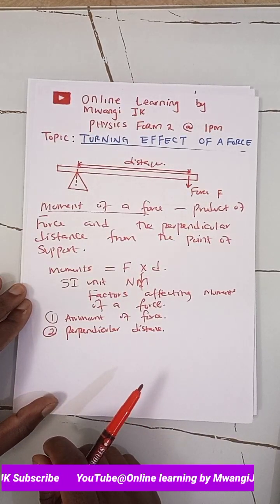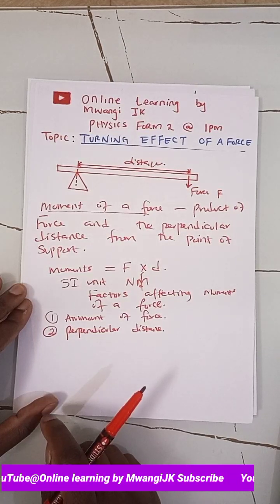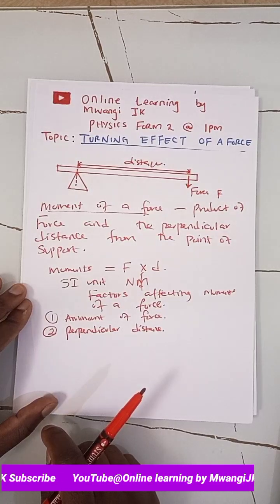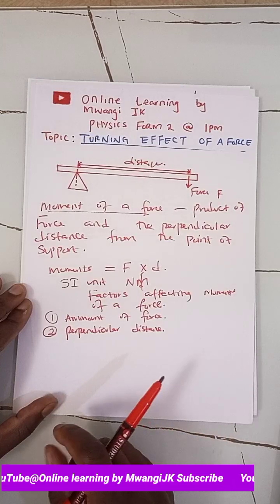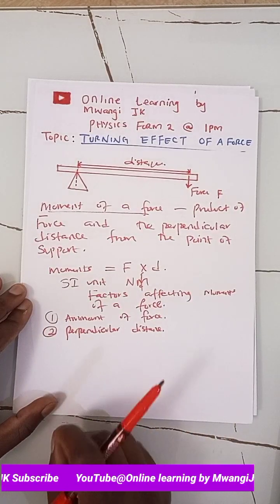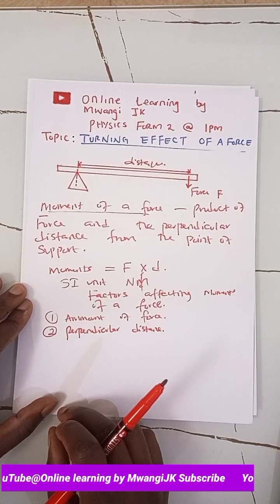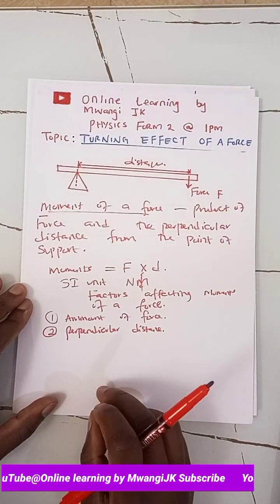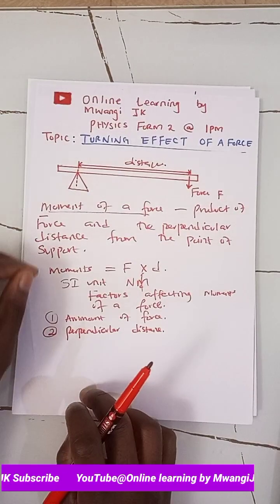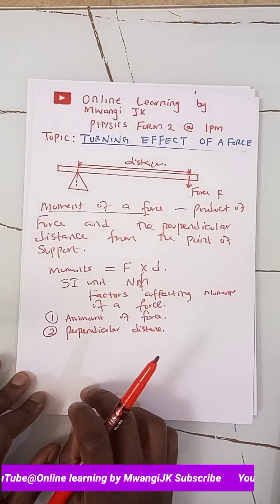Some example cases where forces produce a turning effect: when you are opening or closing a door, you apply a force at a certain distance. That is an example of a moment. Again, when operating a pair of scissors, or when children are playing on a seesaw, that is a moment of a force in practice, and so many others.